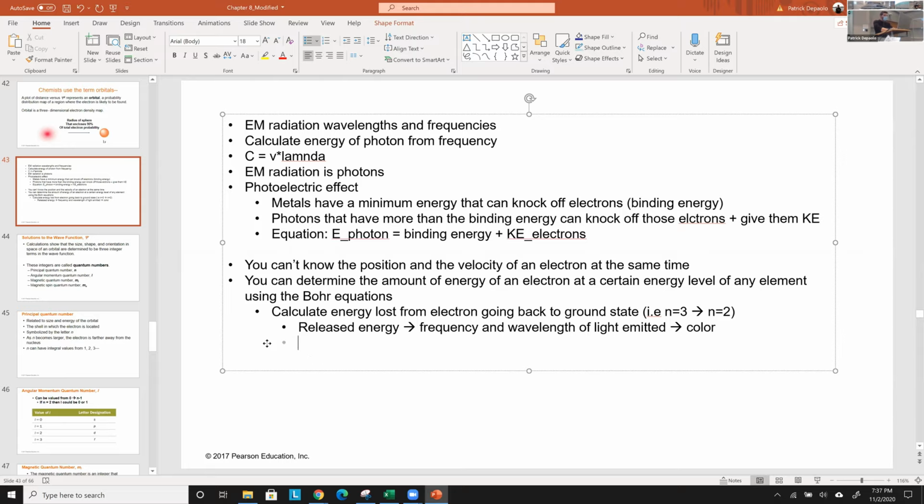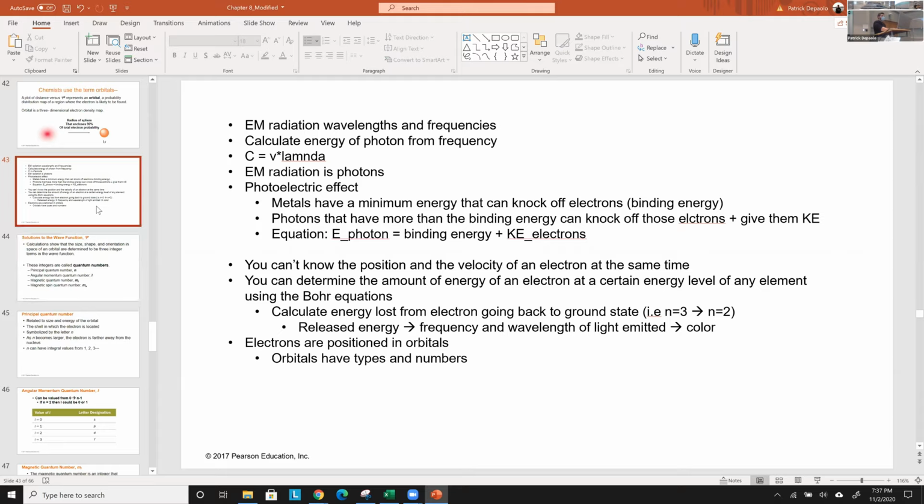So what we're going to learn now is we're going to expand upon the concept that electrons are positioned in orbitals. Orbitals have types and numbers, and what types of numbers? Those are quantum numbers for positions. All right, so hopefully that summarizes it pretty well. I'll leave that up there.